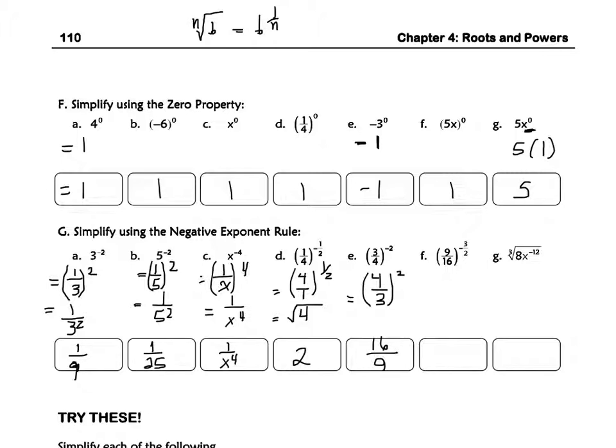Next question is, again, negative exponents. So negative in the exponent means flip the base. So 16 over 9 to the power of positive 3 over 2.